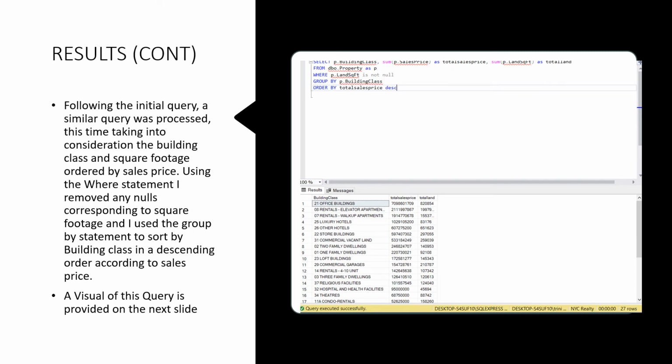Following the initial query, a similar query was processed, this time taking into consideration the building class and square footage, ordered by sales price. Using the where statement, I removed any nulls corresponding to square footage, and I used the group by statement to sort the building class in a descending order according to sales price. A visual of this query is provided on the next slide.